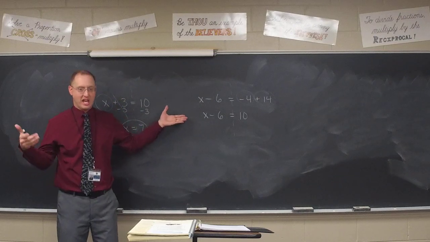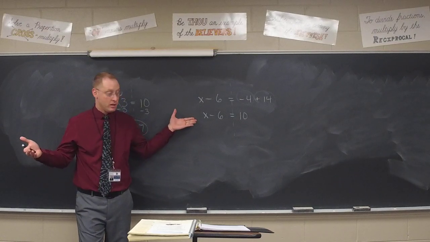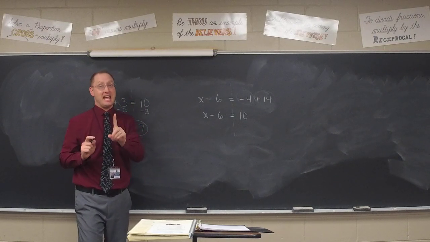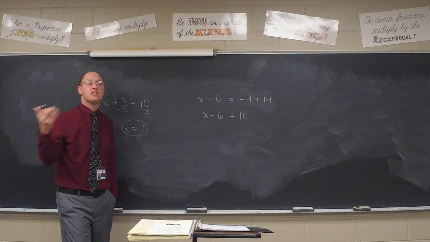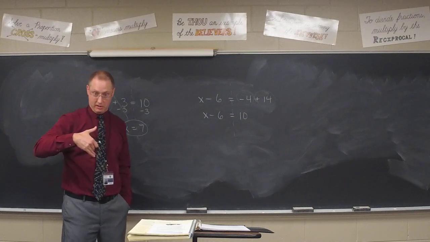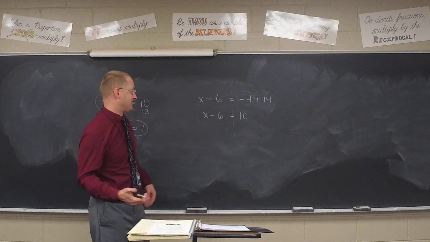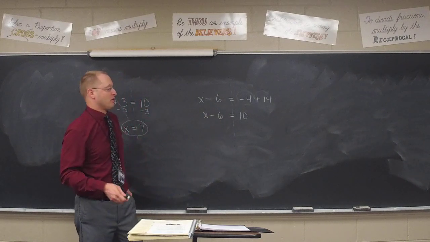What is annoying the x right now? It's not a 6. It's a negative 6. So to get rid of something, I've got to do the opposite, right? Do the opposite of what it likes. It's all negative 6, right?